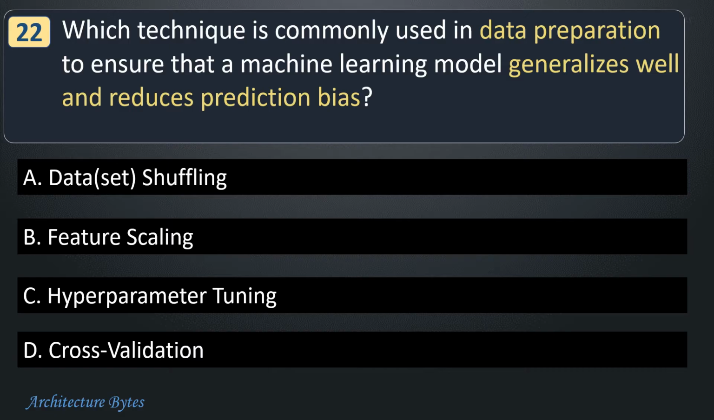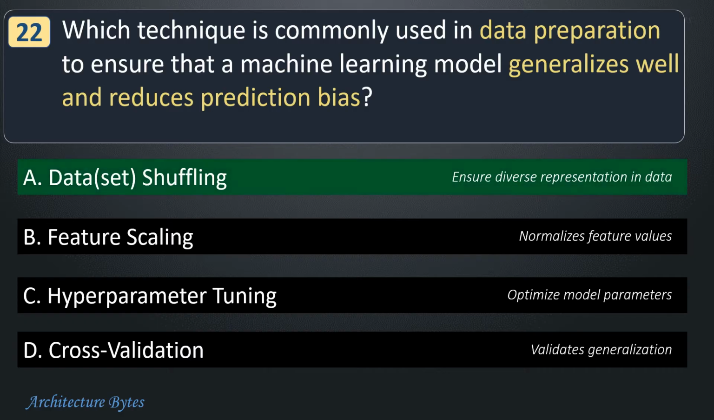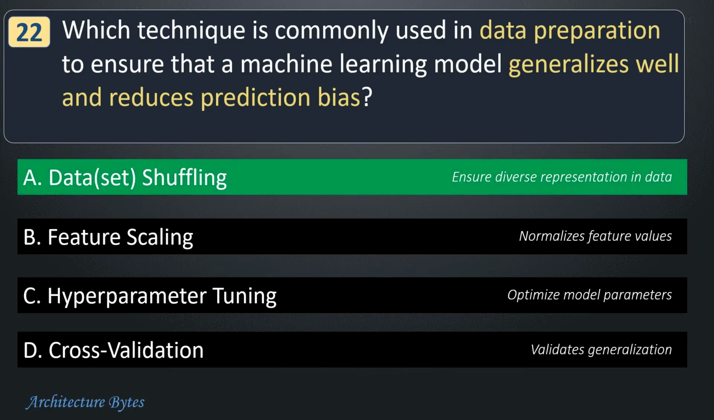Which technique is commonly used in data preparation to ensure that a machine learning model generalizes well and reduces prediction bias? Our options are data shuffling, feature scaling, hyperparameter tuning, or cross-validation. Option A, dataset shuffling, is the right answer here. Shuffling helps to randomize the order of samples, ensuring diverse representation in training and validation sets, thus reducing bias.